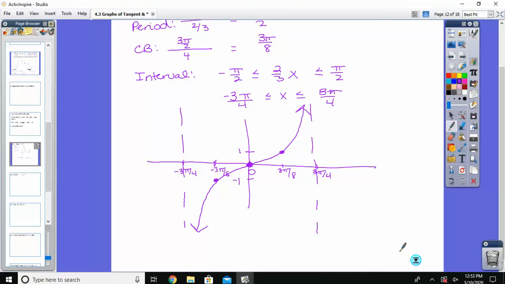So you have to remember which way the graph is going. Is it increasing or decreasing? And you have to remember tangent goes from negative pi over 2 to positive pi over 2. Cotangent goes from 0 to pi.